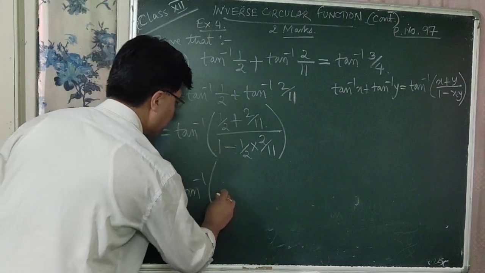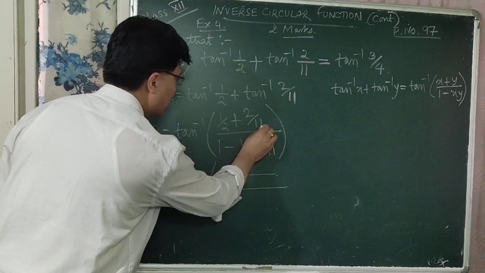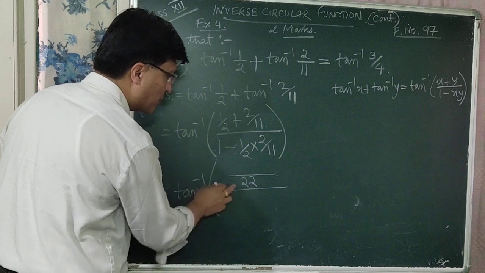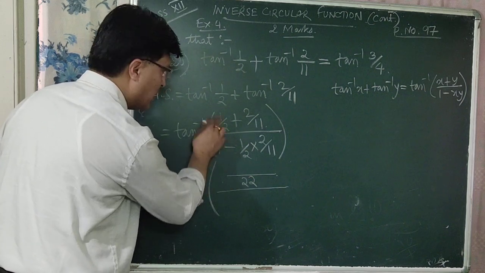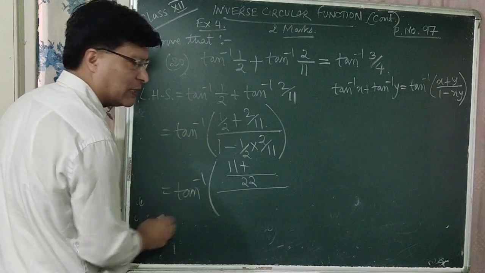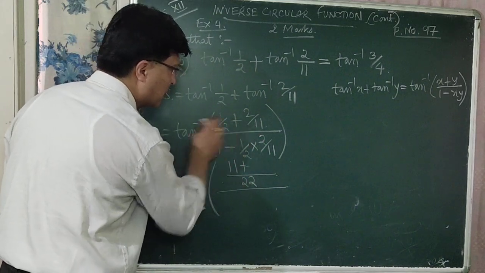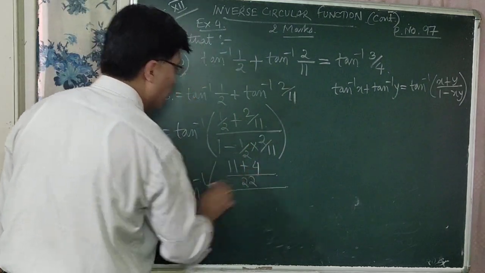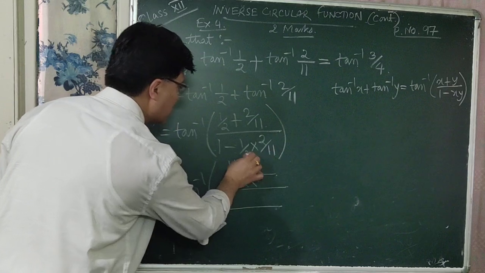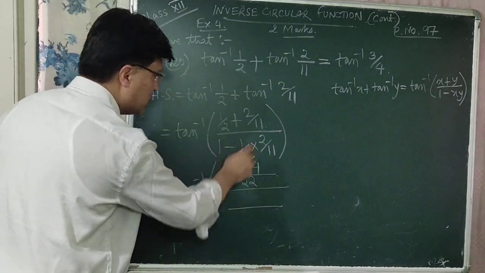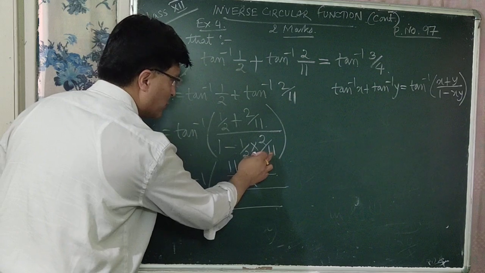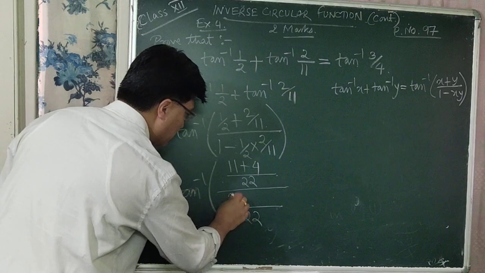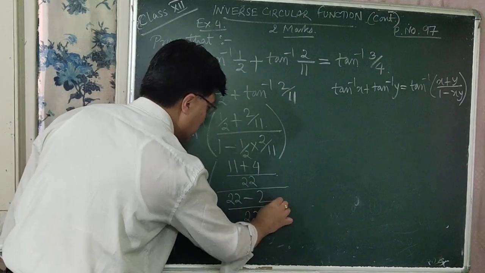Now let's simplify it. Tan inverse. What's the LCM here? 2 and 11 LCM is 22. Now 22 divided by 2 is 11, 11 ones are 11. Plus 22 divided by 11 is 2, and 2 twos are 4. Now in the denominator, 11 twos are 22. Below 1 there is 1. What's the LCM of 22 and 1? That is also 22. So 22 ones are 22, minus this is 2.